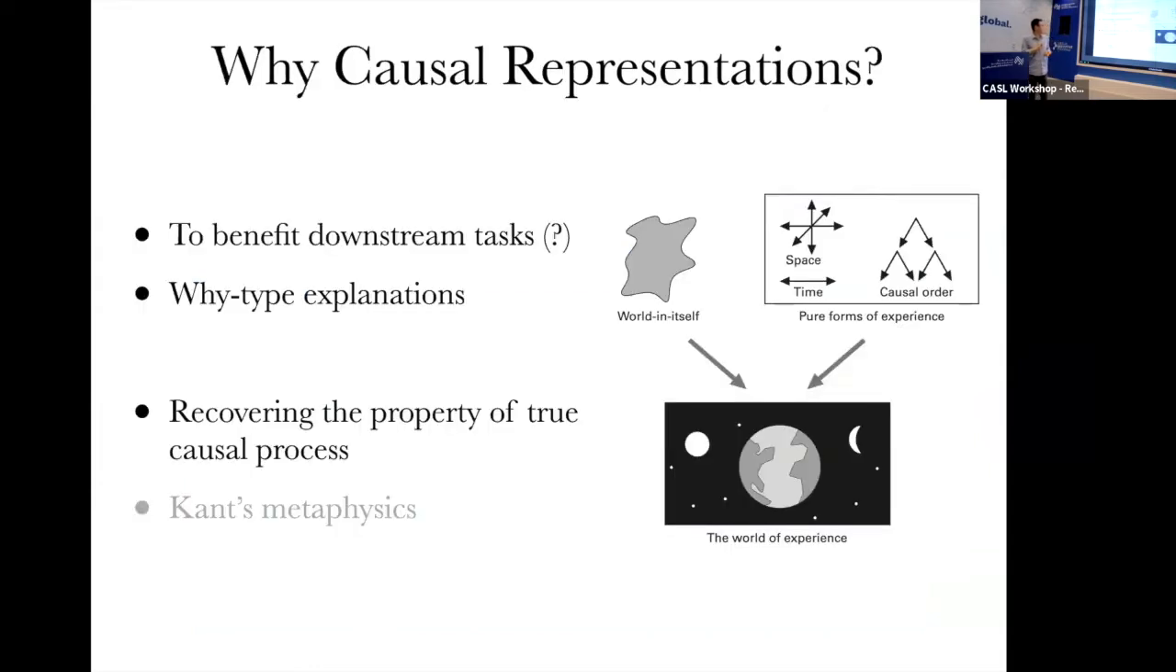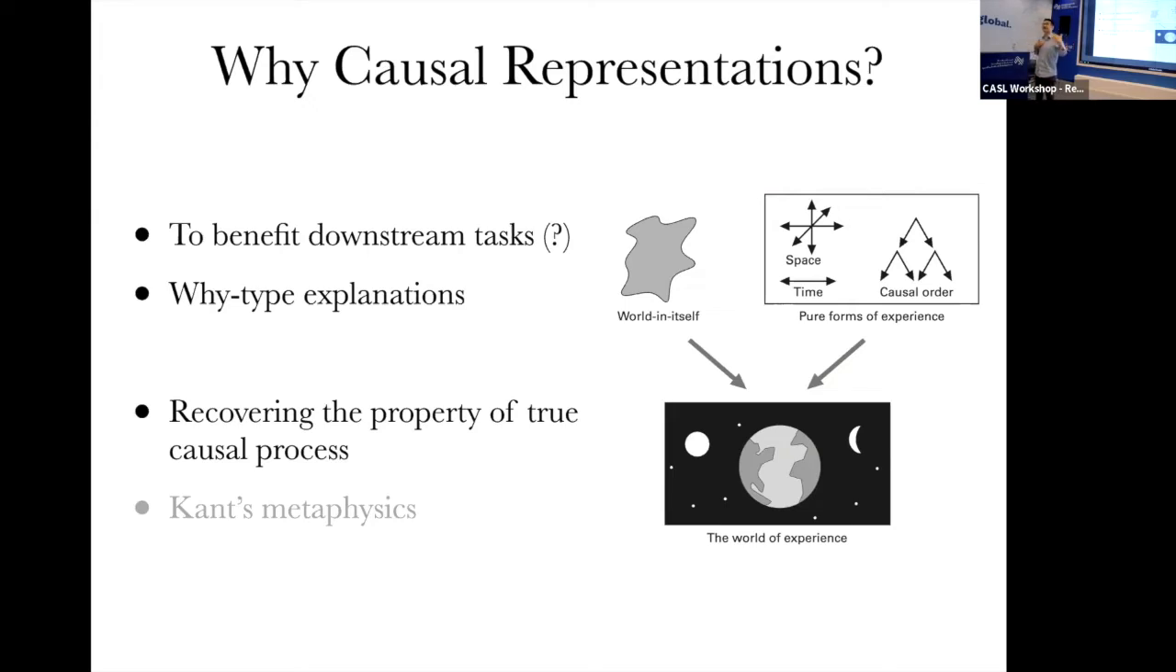Now, the next question is, why do we need causal representations? Let's try to give a more fundamental answer. Some people say that with causal representations, we can benefit some downstream tasks. Yes, that's the case, and we have a lot of evidence, but we still need to provide evidence. And sometimes we say, yes, we care about the why questions.